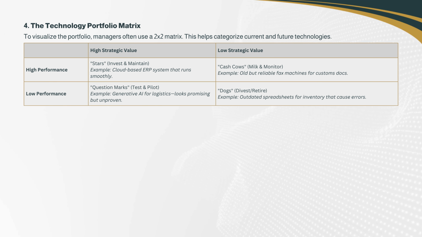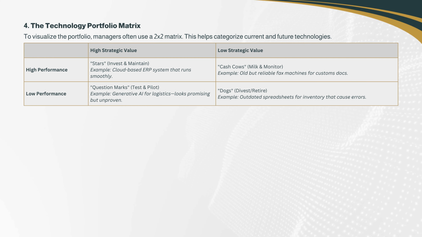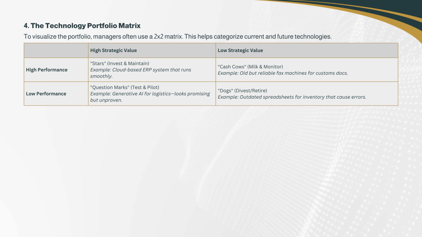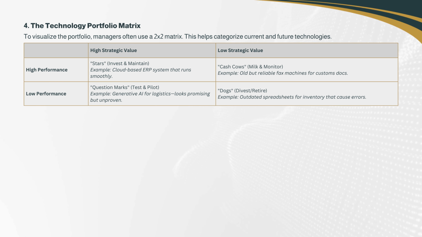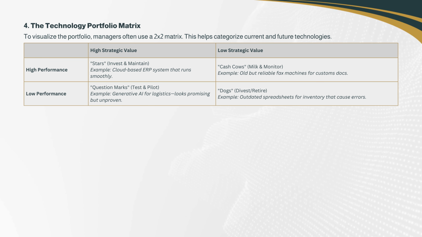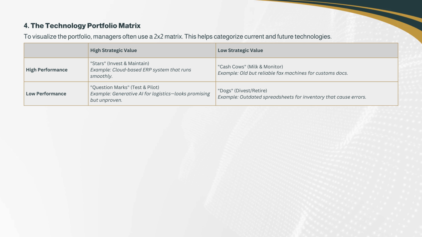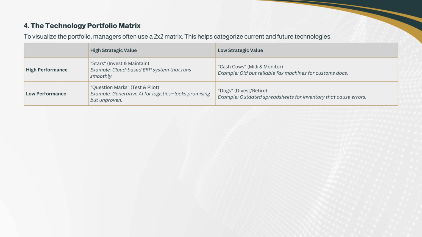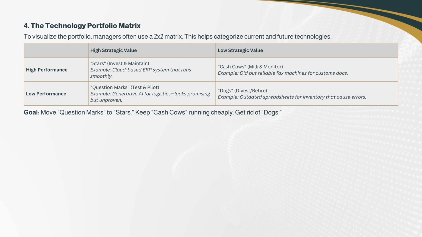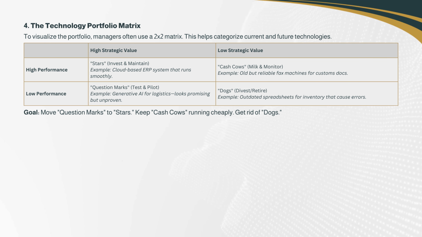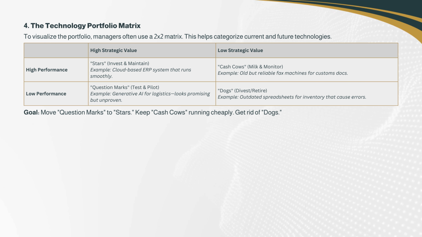Low performance, high strategic value: question marks, test and pilot. Example: generative AI for logistics, which looks promising but unproven. Low strategic value: dogs, divest, retire. Example: outdated spreadsheets for inventory that cause errors. Goal: move question marks to stars. Keep cash cows running cheaply. Get rid of dogs.